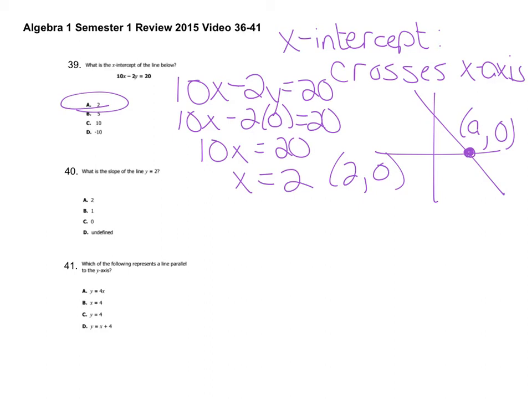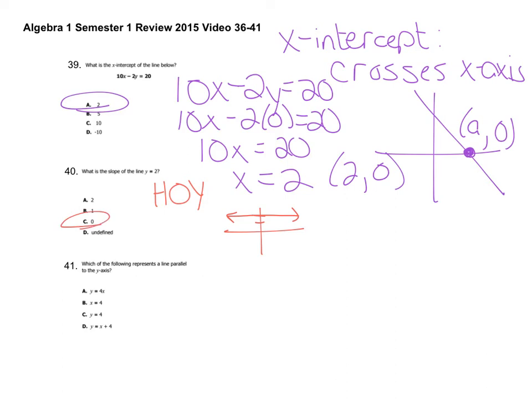All right, 40 says, what is the slope of the line y equals 2? Now, this is a little different because it's just a y. So we need to recall again a horizontal line has 0 slope, and its equation is y equals. So since this is y equals 2, it means every y value is 2. So that's a horizontal line which has slope 0.